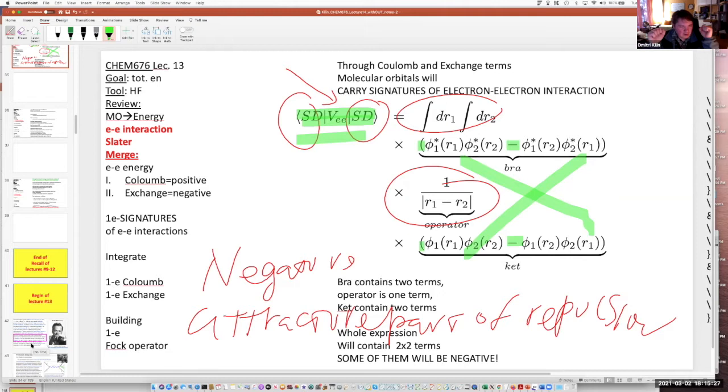So when the energy of some object is small, or better, negative, it means the object is stable. So due to the presence of these negative terms, the molecules are stabilized. Do you remember this discussion a week ago?